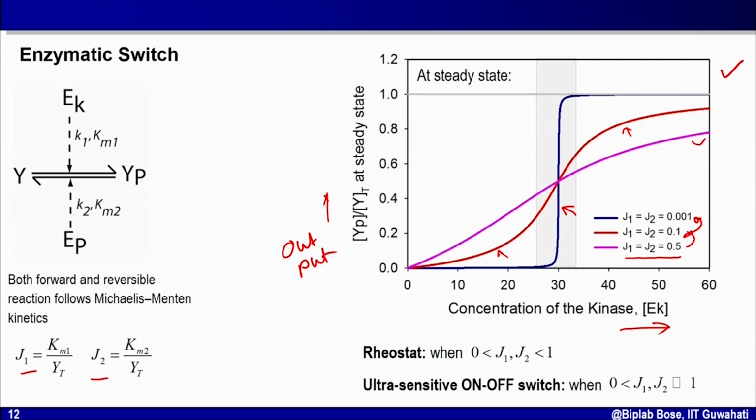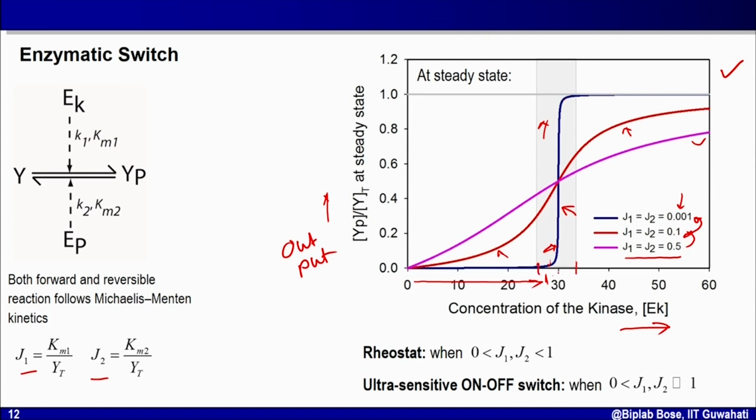So what is happening? As I am making J1 and J2 very small with respect to 1, these sigmoidal curves are becoming very sharp and I am getting a sharp S-type curve. So when I have very small J1, J2, for example equal to 0.001, I get this blue curve, and what will happen? From 0 up to near 30, if you increase Ek, there is no change of output. Output remains close to 0. Then all of a sudden, a slight change in Ek will cause a sharp rise in the output, that is Yp by Yt, and I will reach the saturation.